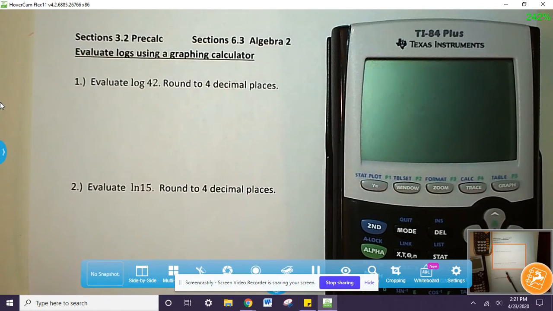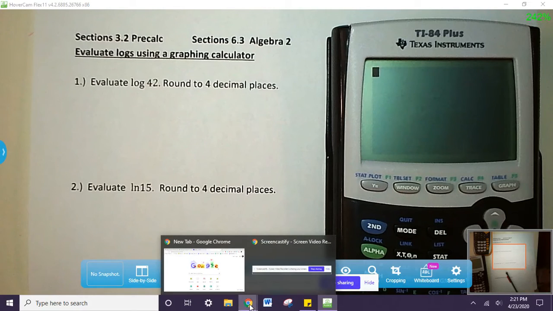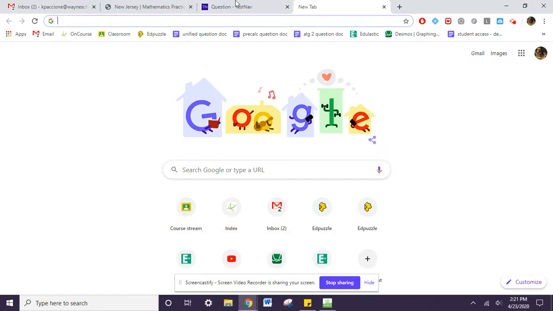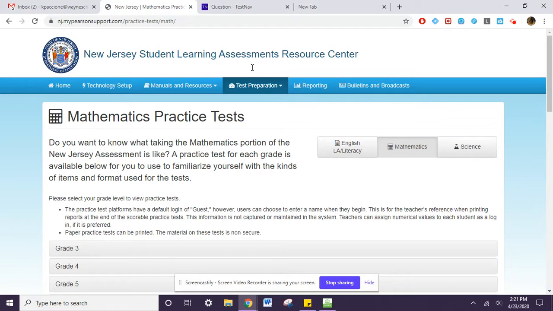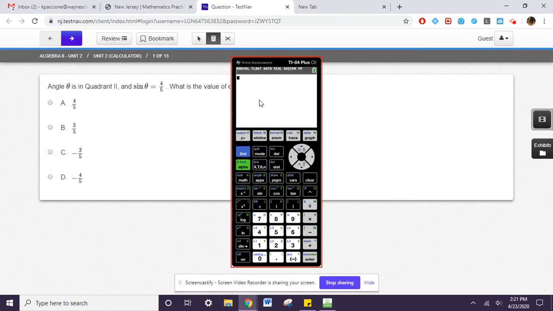What we're going to do today is some work with the graphing calculator. If you have your own graphing calculator, take that out and have it ready. If you don't have your own, you can use the instructions that I posted in Google Classroom to go to the NJSLA website. The instructions are there for how to get to the graphing calculator, and you can do everything you want to do with the graphing calculator right on this one.